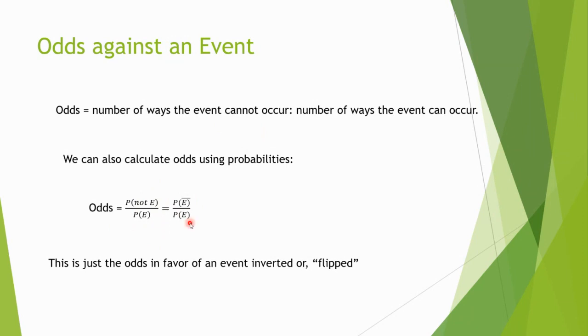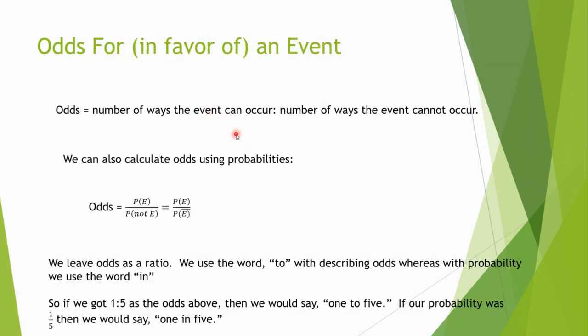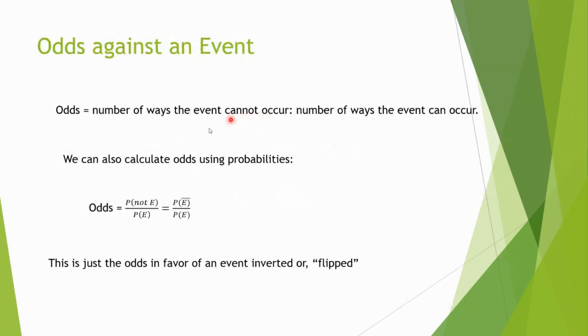Okay. So essentially, if you know one, you know the other. You just have to know which number comes first. For odds for an event, the number of ways the event can occur is the first number, whereas for odds against the event, the number of ways it cannot occur comes first. Okay. Well, let's do some examples.